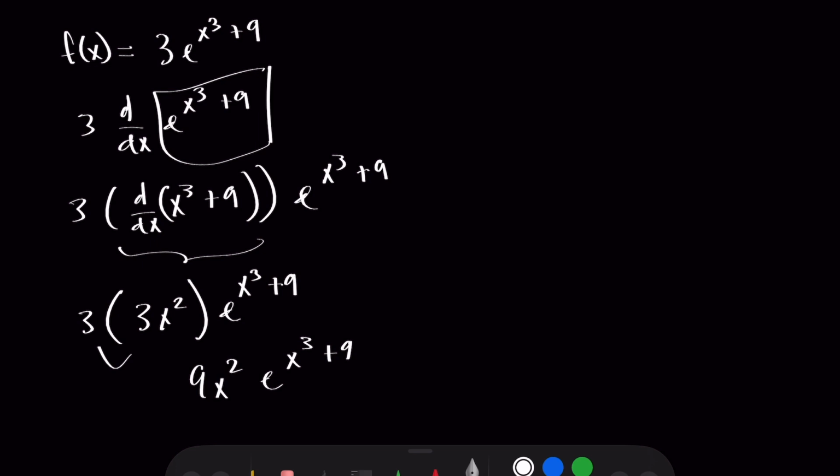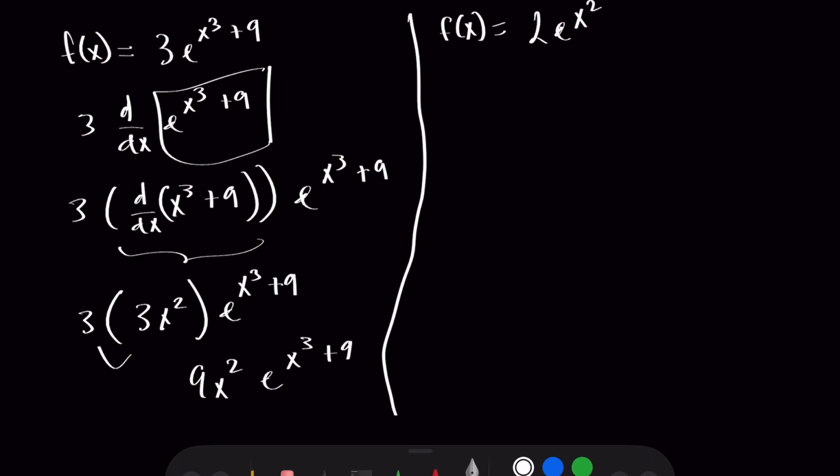So hopefully it makes a little sense. Maybe we need one more example. So let's go a little bit easier here. And we're going to try to keep this example on the left just so you guys could kind of go back and compare these two examples here. So let's say we have f of x is equal to, let me just make one up here, 2 times e to the power of x squared. Let's make it easy for us here.